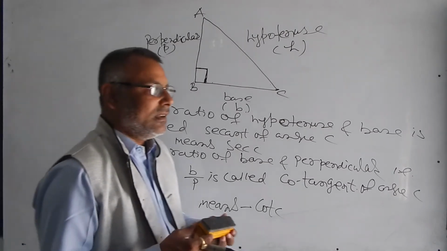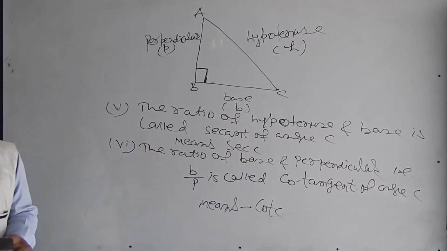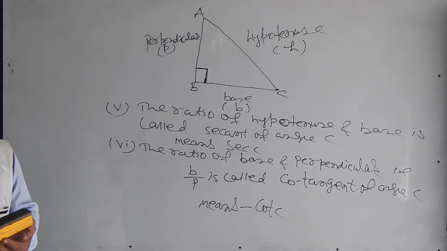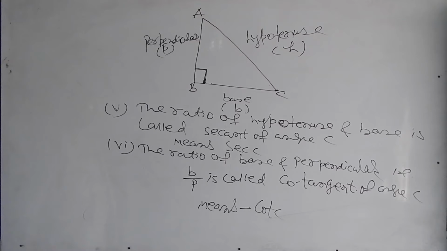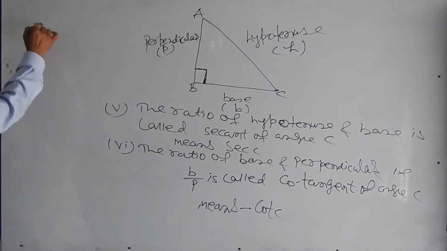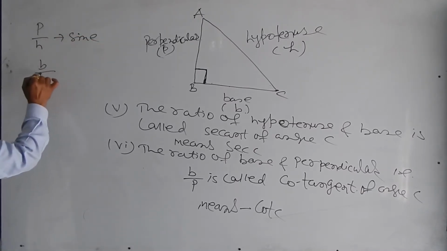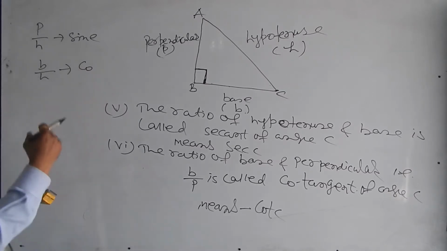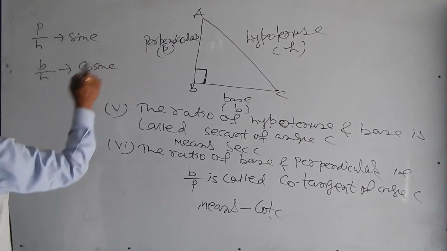And my dear students, let us summarize this trigonometry again. In trigonometry, there are 6 ratios. We take the 6 ratios only in a right angle triangle. And the particular ratios have particular names. Shortly, if you write, first P by S means sine. B by S means cosine.